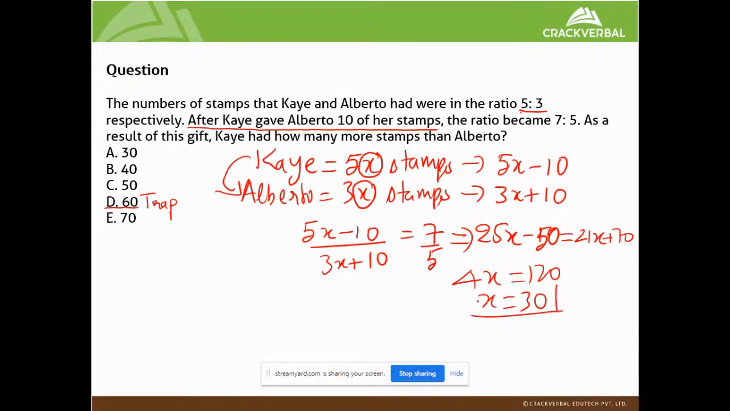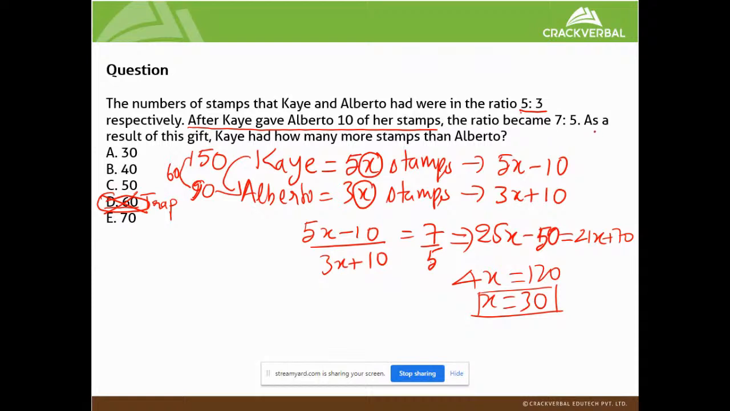Remember, x is a multiplier for the original ratio, right? So when you plug the 30 back here, you'll understand that K had 150 stamps originally and Alberto had 90 stamps. This is where people end up making the mistake of finding the difference between the two as 60 and marking D as the answer. That would be wrong.